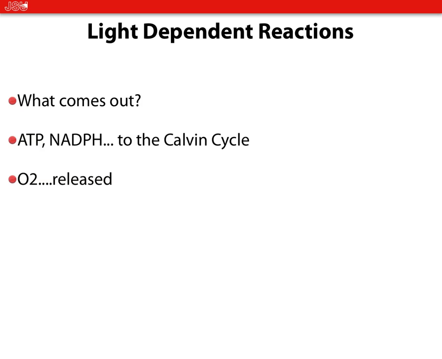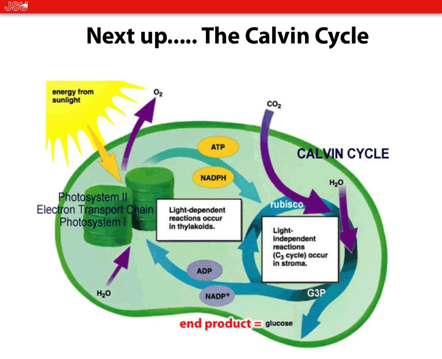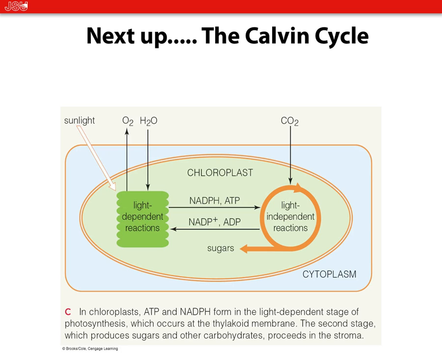And this all goes to the Calvin cycle. This is the Calvin cycle. Look at the far left, that's what we've been talking about. That is the light-dependent reactions. Now we're going to go to the light-independent reactions. Just another picture from your book, but just making the point that what comes out of the light-dependent reactions goes into the light-independent reactions. What goes into the light-dependent reactions? Water and sunlight. What comes out? Oxygen, NADPH, and ATP.